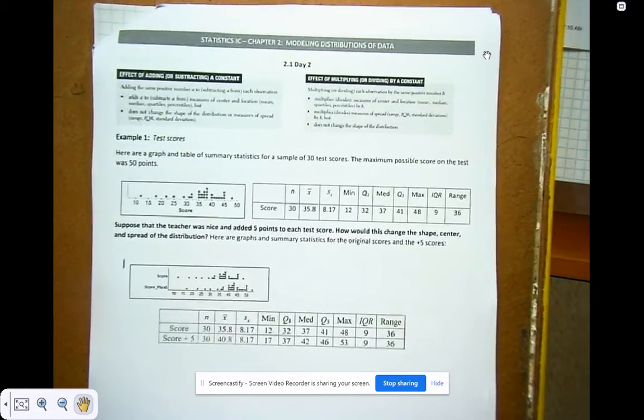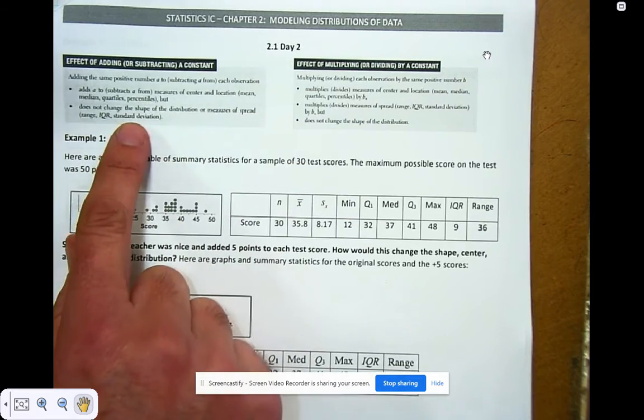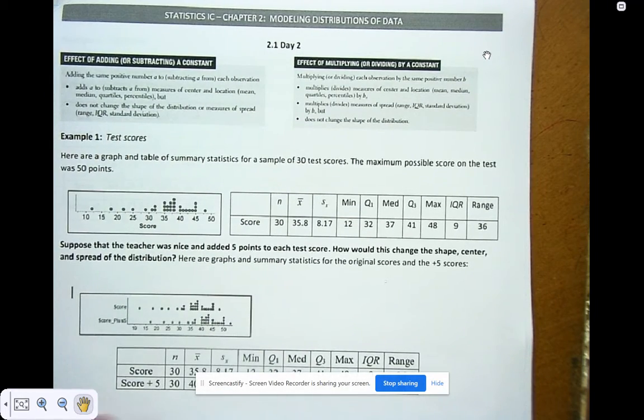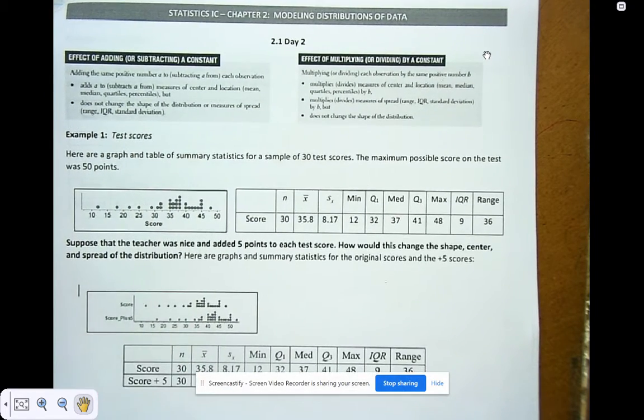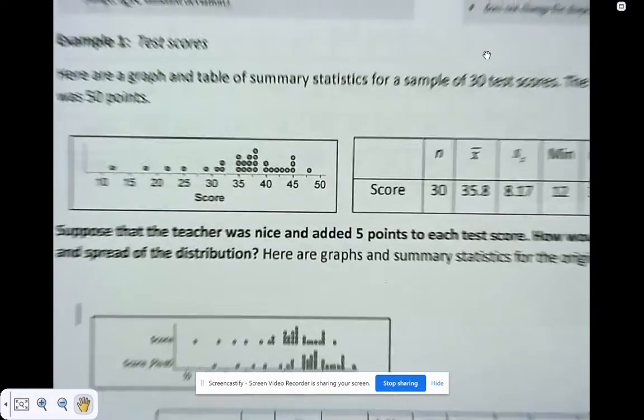Okay, so we're on section 2.1, day 2. It's kind of hard to read here, but I'll zoom in when needed. You guys, it's a pretty simple lesson today, and what I want to focus on is just coming down here to this dot plot.